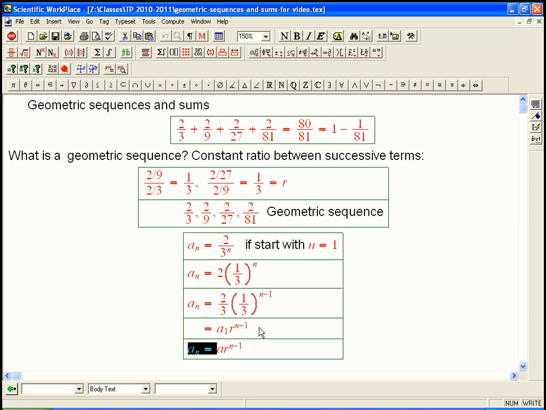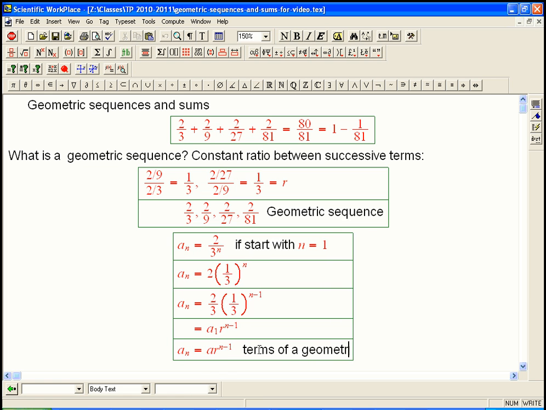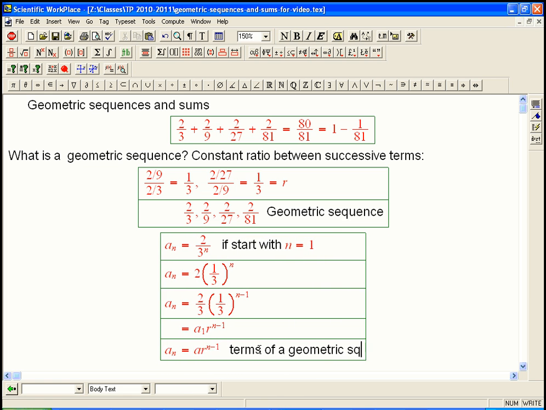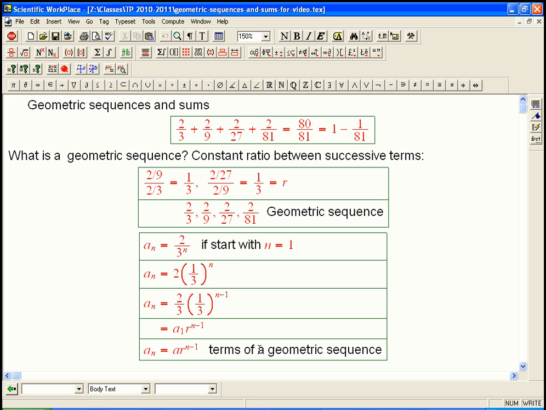And so that's going to be a pretty good master formula. It's not the only possible master formula for the terms of a geometric sequence. That's just how to generate the actual pattern of the numbers. Remember, what we're really more interested in is adding them up. We'll do that in a second. But this is going to be a pretty standard formula for the terms of a geometric sequence.